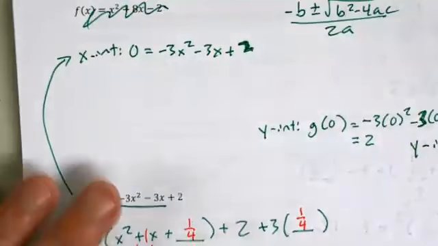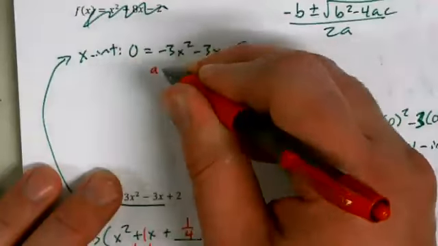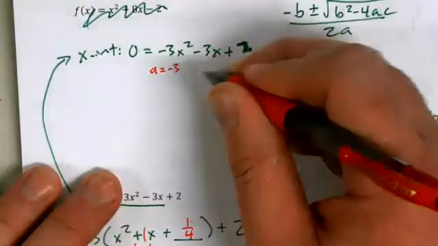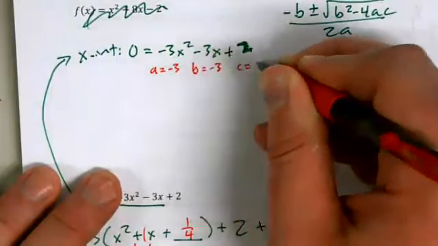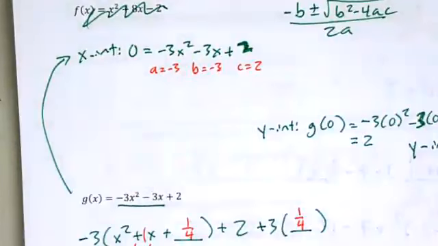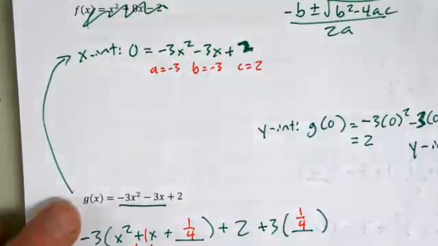I'm not going to spend a bunch of time reminding you how to do the quadratic formula, but I will go ahead and write down A is negative 3, B equals negative 3, C equals 2. Can you go ahead and quadratic formulize that? See what you get for your final answer for your x-intercepts, please.